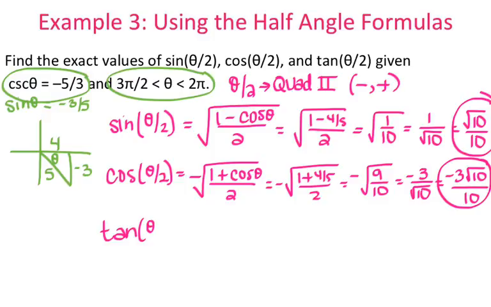And last but not least, tangent of theta over 2 is 1 minus cosine of theta over sine of theta. So cosine is 4/5. Sine, if I look back at my triangle, is negative 3/5. Now since this doesn't have a radical, I'm going to go ahead and just put the entire thing in the calculator. So 1 minus 4/5 over negative 3/5 gives me negative 1/3.